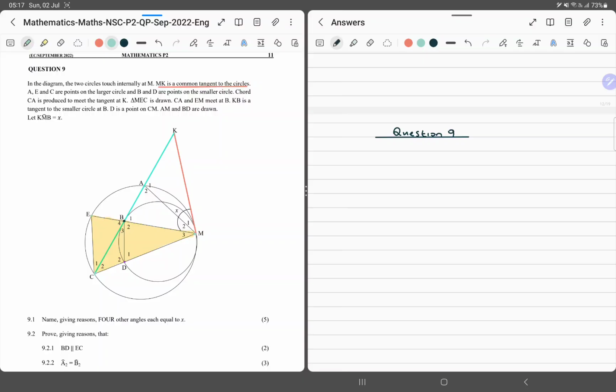Whoa, there's so much information here. KB is a tangent to the smaller circle at B. Okay. And then D is a point on CM. Yes. AM and BD are drawn. So let angle KMB be equal to x. So this is this angle right here. We made this one equal to x. Great.